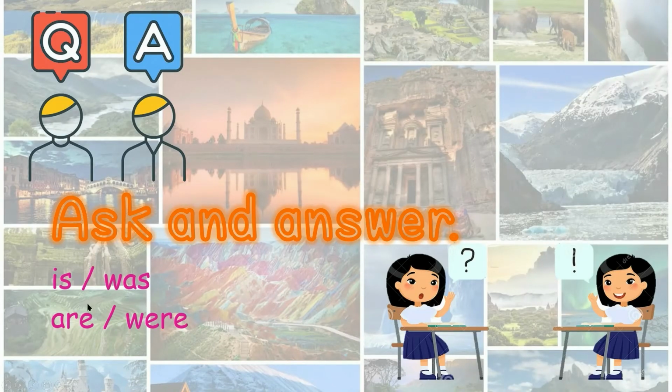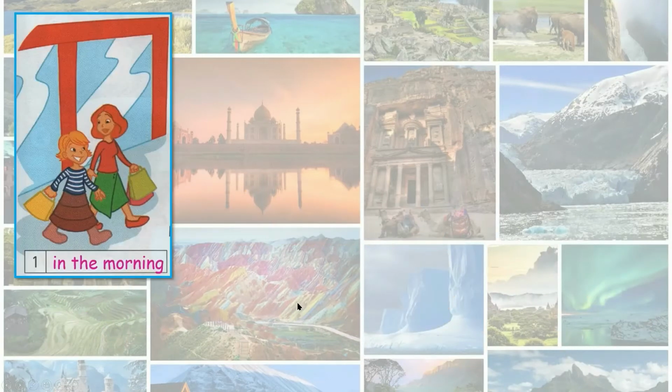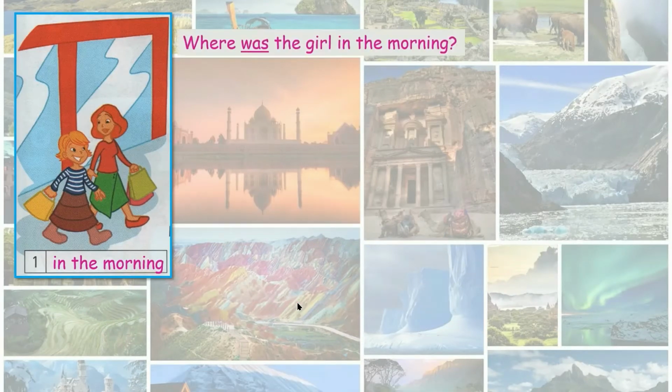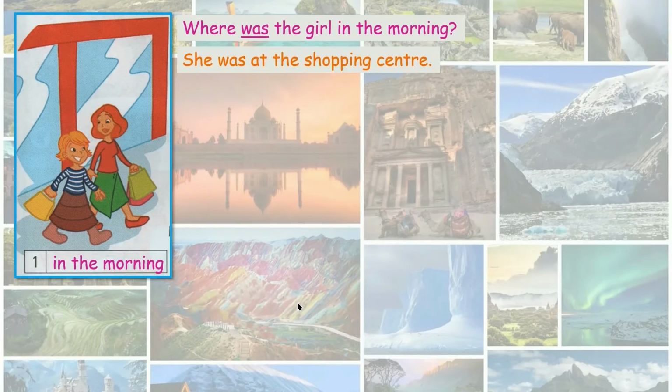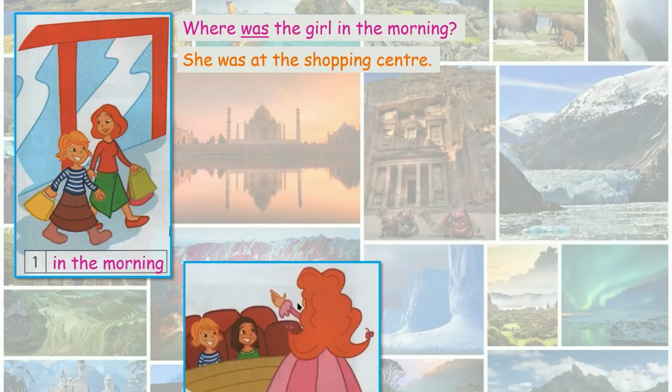You will be using is, was, are, were. Earlier, we have covered that the past tense of is was. Were is the past tense for are. Look at this picture. Where was the girl in the morning? She was at the shopping center.